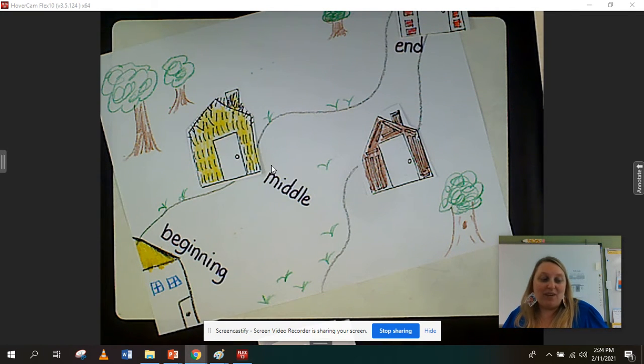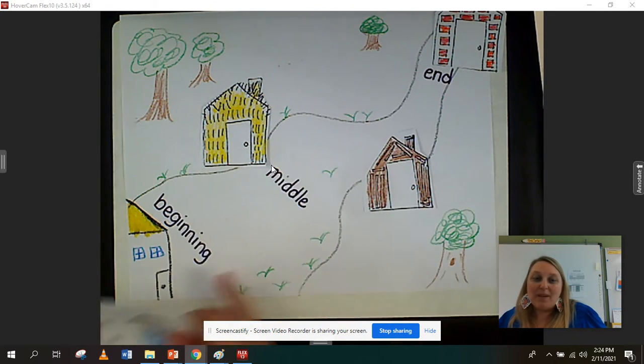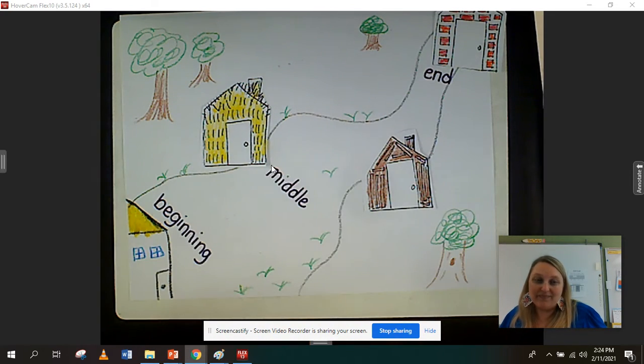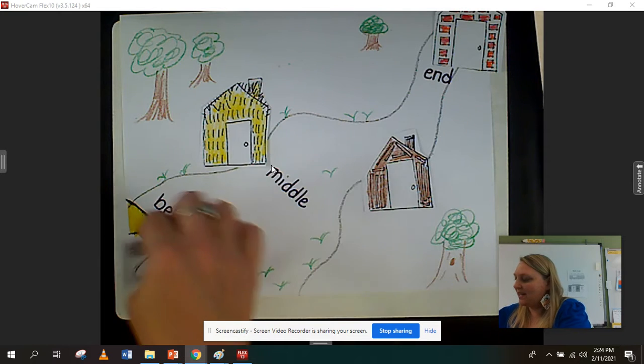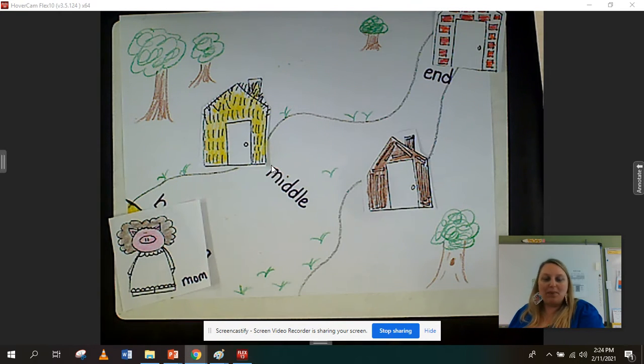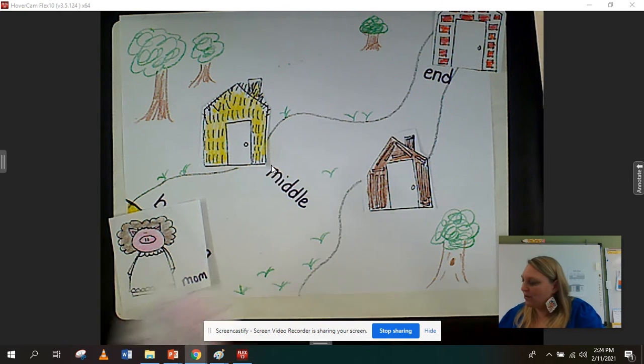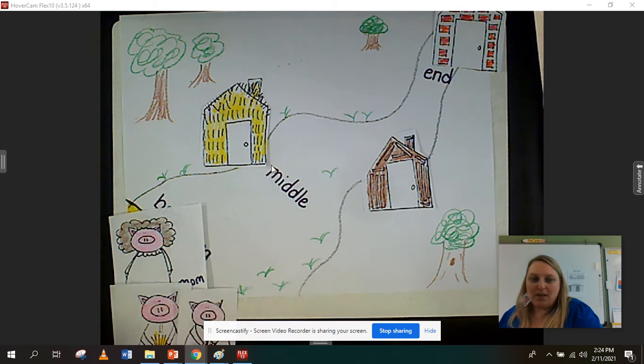All right, friend, we are actually going to take our pieces and we're going to use our story map to tell our story. Are you guys ready? All right. So we'll start out with our mama pig. Once there was a mama pig who had 3 little piglets. Pig 1, pig 2, and pig 3.